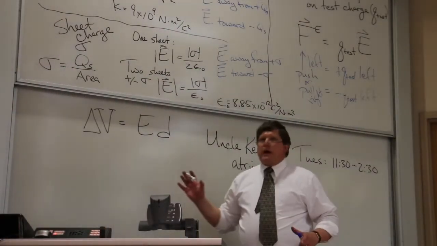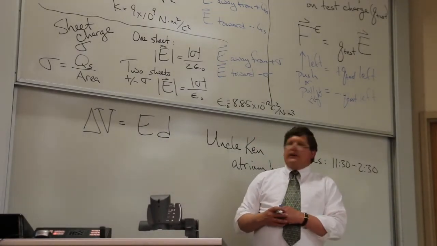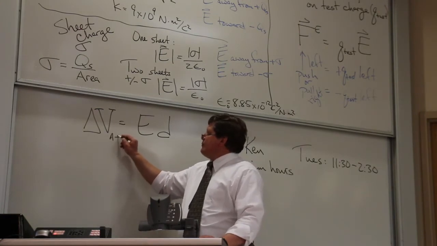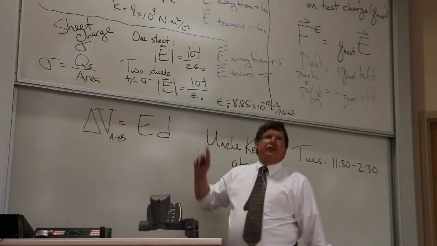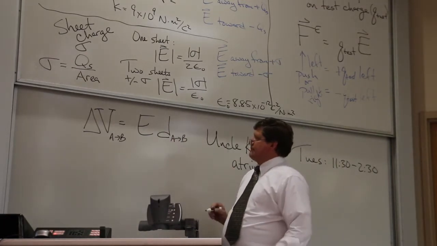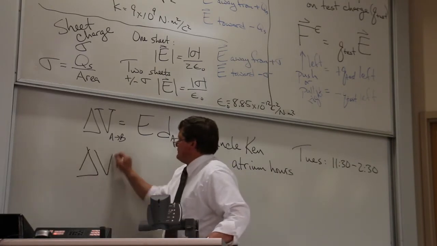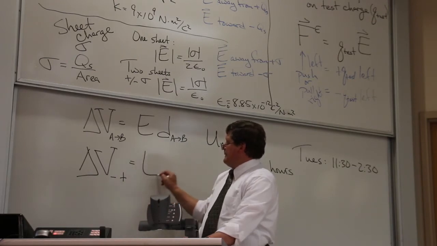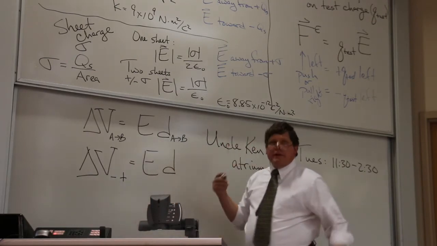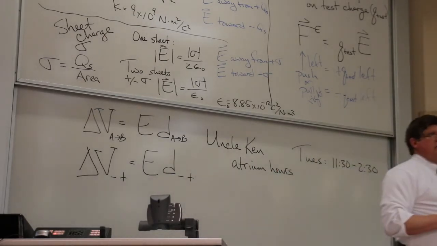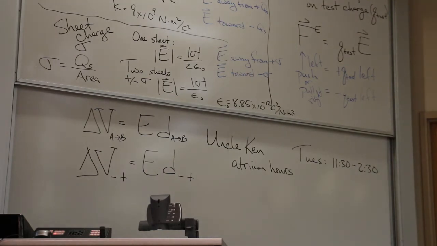And you misuse this equation when you use it without indices. If I know the voltage from A to B, then the distance in this equation is the distance from A to B. If I know the voltage from the negative plate to the positive plate, then this distance has to be the distance from the negative plate to the positive plate. That's where people make their mistakes, is not using the correct distance.